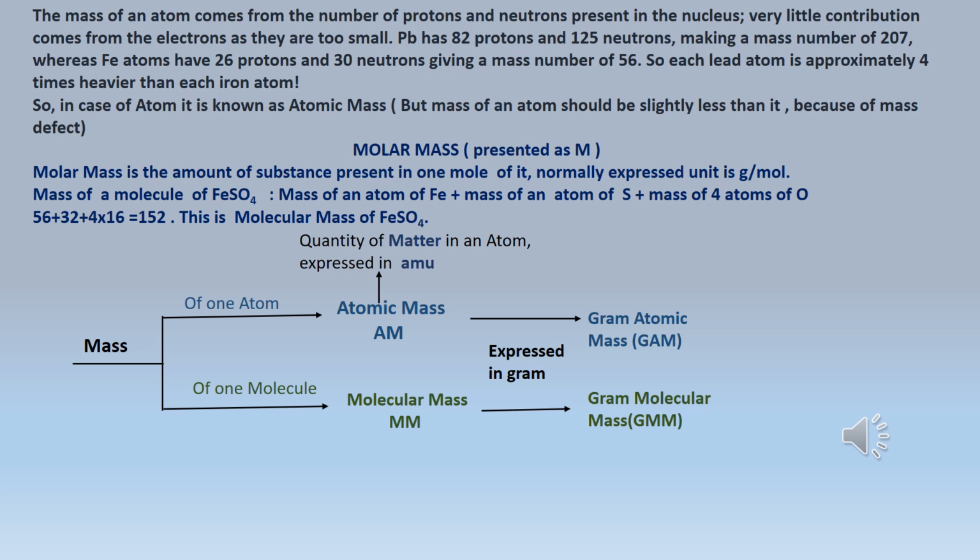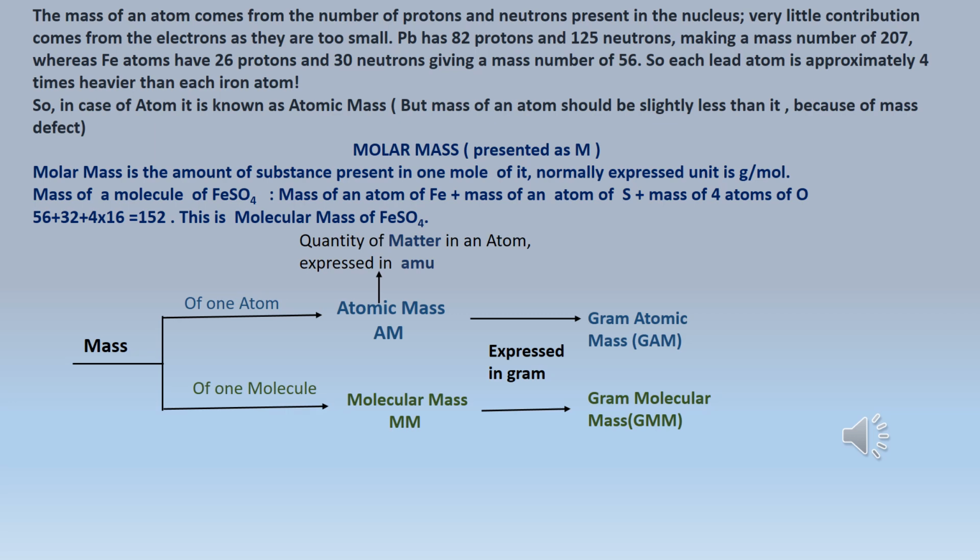Now we proceed to the molar mass. Molar mass is the amount of substance that is present in 1 mole. Its unit of expression is grams per mole. An example like FeSO4, its molar mass is 152.